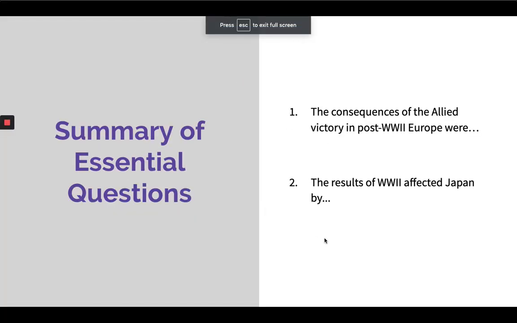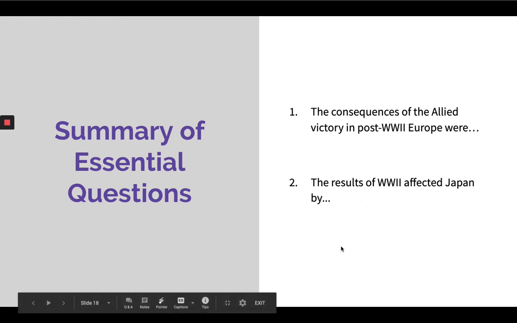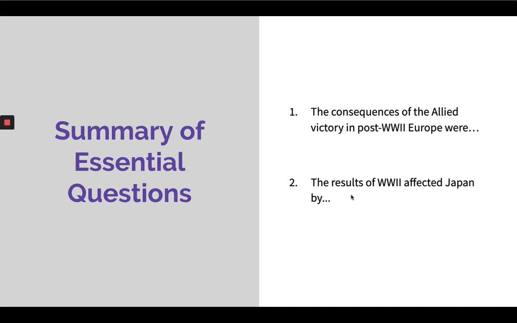All right, and then the last thing is to go ahead and answer the summary of the essential question. So we talked about the two essential questions at the beginning of this section of notes. So go ahead and fill in the summary questions at the very end of your notes now. So the consequences of the Allied victory in post-World War II Europe were, so that one focuses just on Europe, and then the results of World War II affected Japan by, and then here you can talk about Japan and, specifically U.S. occupation of Japan and how that kind of helped them out.